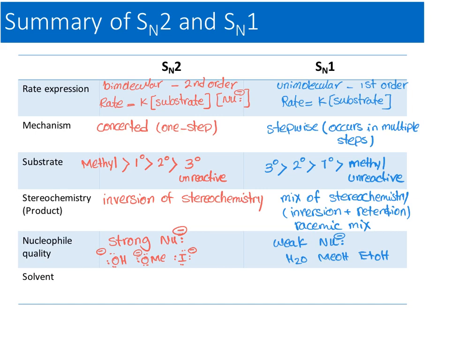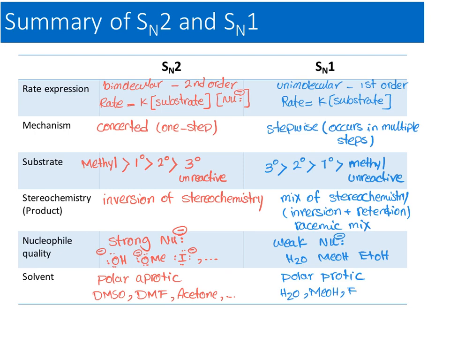Now the solvent for SN2 reaction should be a polar aprotic solvent such as DMSO, DMF, acetone, and etc. And for SN1 reaction, the solvent should be a polar protic solvent, such as water, methanol, ethanol, ammonia.